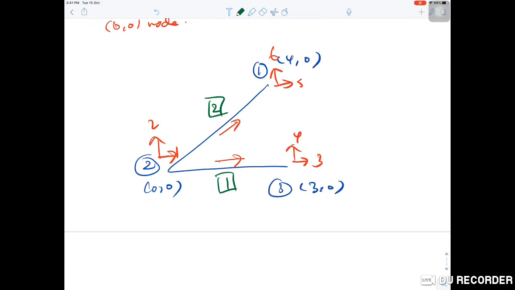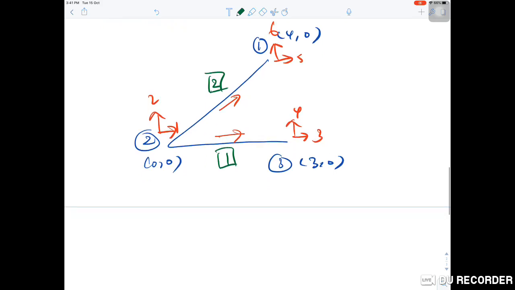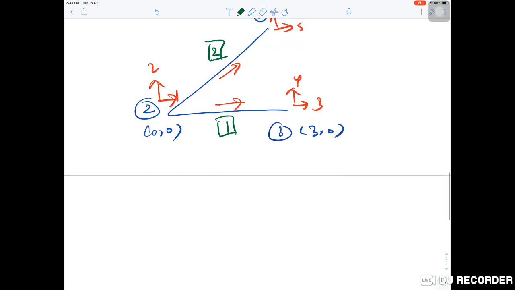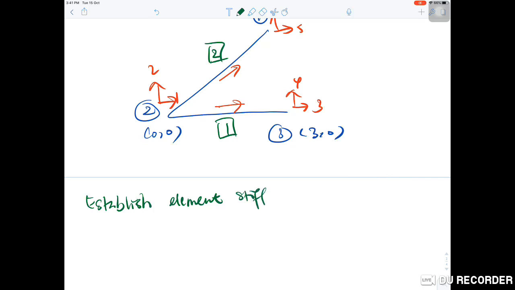Okay, after having this, then only we can start to calculate the element stiffness matrices. Now we want to establish these element stiffness matrices, meaning K1 and K2.